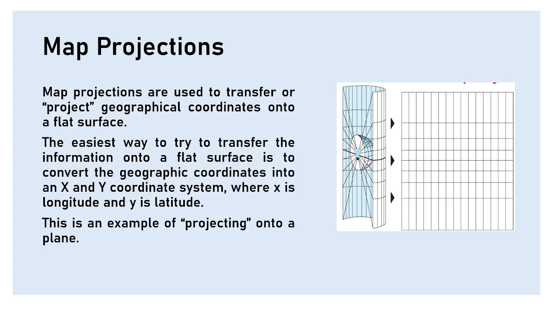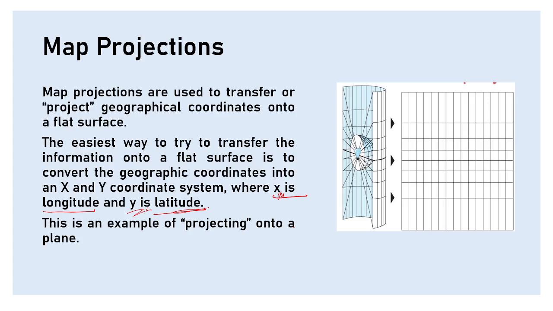So map projections are used to transfer or project geographical coordinates onto a flat surface. The easiest way to transfer the information onto a flat surface is to convert the geographical coordinates into an XY coordinate system, where the longitude will be represented by X and the latitude will be represented by Y.